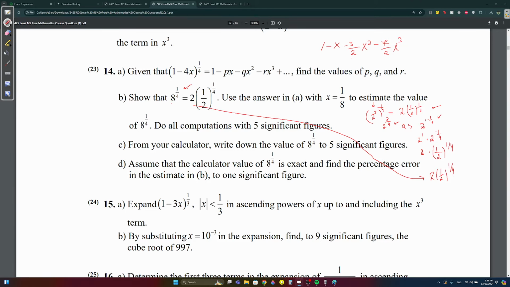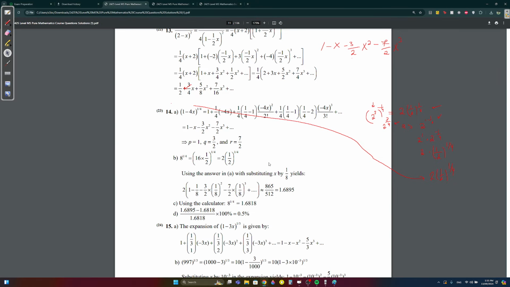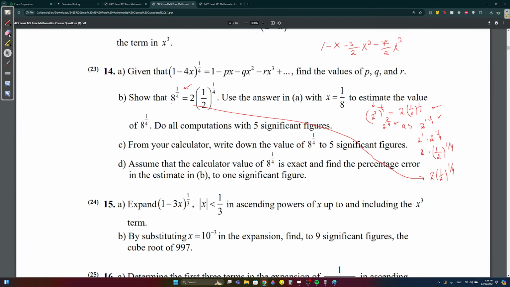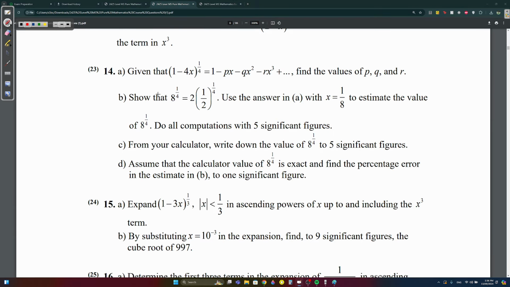Let me see the way they put in the solution. This is the way I used. Okay, yeah, that's a nice way also. They rewrote 8 to the power of 1 over 4 because this is 1 over 2 times something, right? Can we rewrite 8 as 1 over 2 times something? Yes, right? And 1 over 2, how do you know?